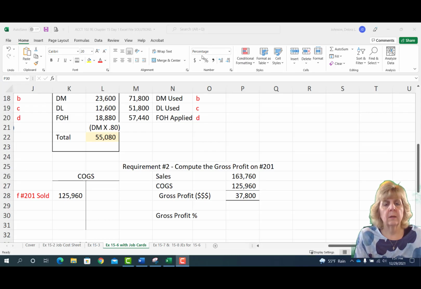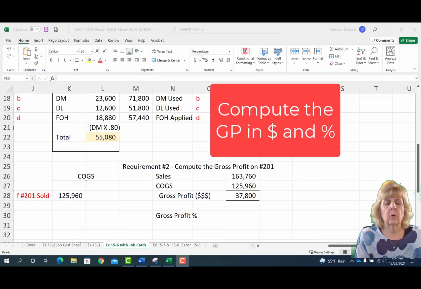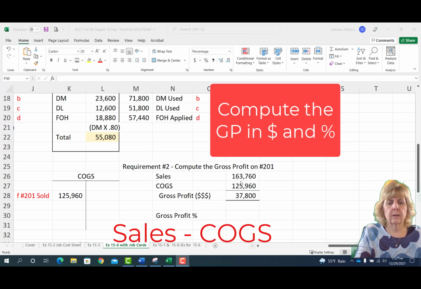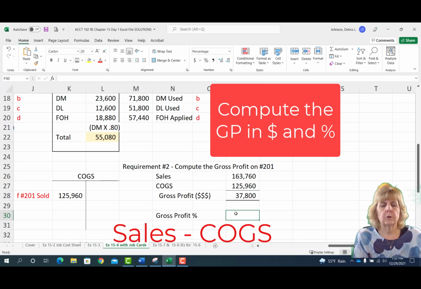The last requirement of this exercise before moving to the journal entries was that you compute the gross profit on the one job that was sold. So on the screen, you'll see the gross profit computed as the difference between the retail sales value and the cost of goods sold that was recorded on the job card. Gross profit is shown in dollars, as well as, I wanted to refresh your memory, even though it wasn't asked for, I want you to remember how to compute the gross profit percentage.